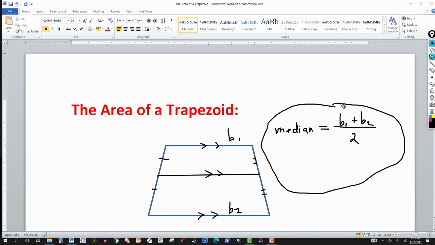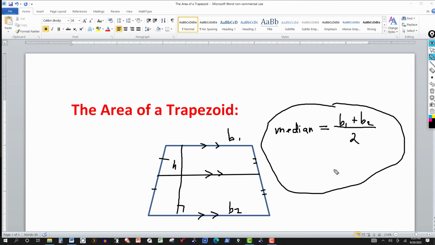So that's your median. And that's going to be important because one of the ways to find the area of the trapezoid is using this value, the median. Another thing to keep in mind is that since B1 and B2 are parallel, the perpendicular distance from one to the other, this length here, is h, and that's the altitude. So if you're given the altitude of the trapezoid and the lengths of the two bases, you can easily find the area. Or in some cases, they might not give you the length of both bases, but they might give you the length of the median.